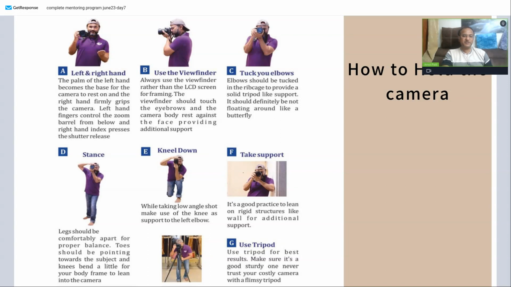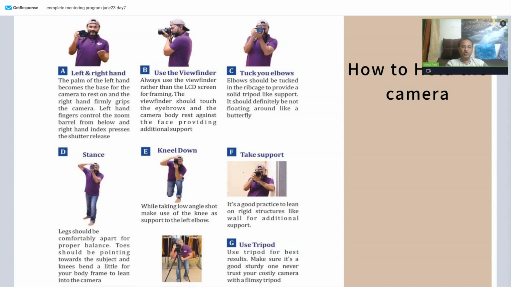When you are standing and clicking a picture, how should you do it? There should be sufficient gap between the legs, and your toes should be pointing towards the subject. If the subject is moving, you should follow the subject. Your toes should be pointing toward the subject. It is not like your toes in one direction and you are shooting in another direction. Your body should be in a comfortable position. The stance should be comfortable so that there are no unnecessary vibrations or movement of your camera.